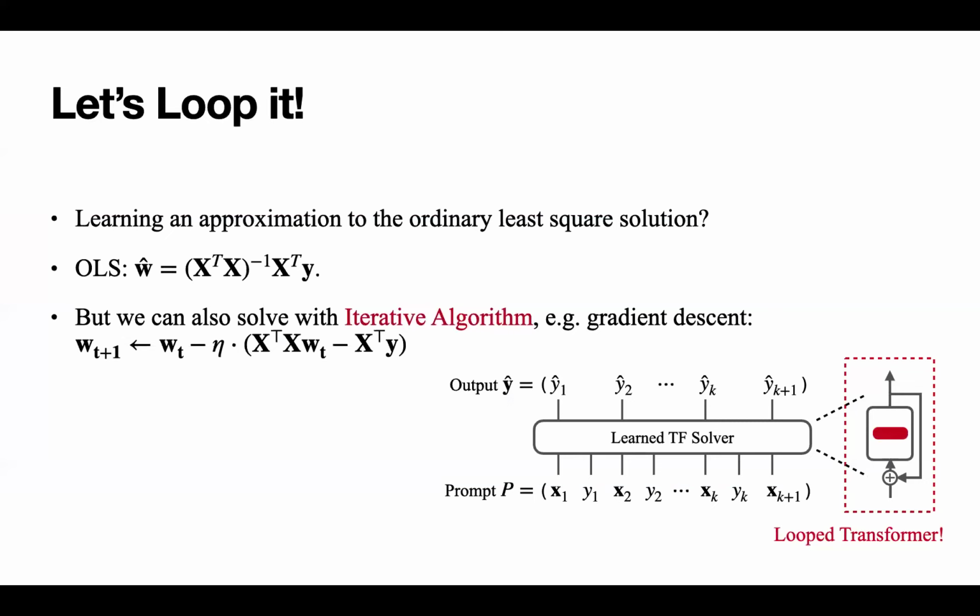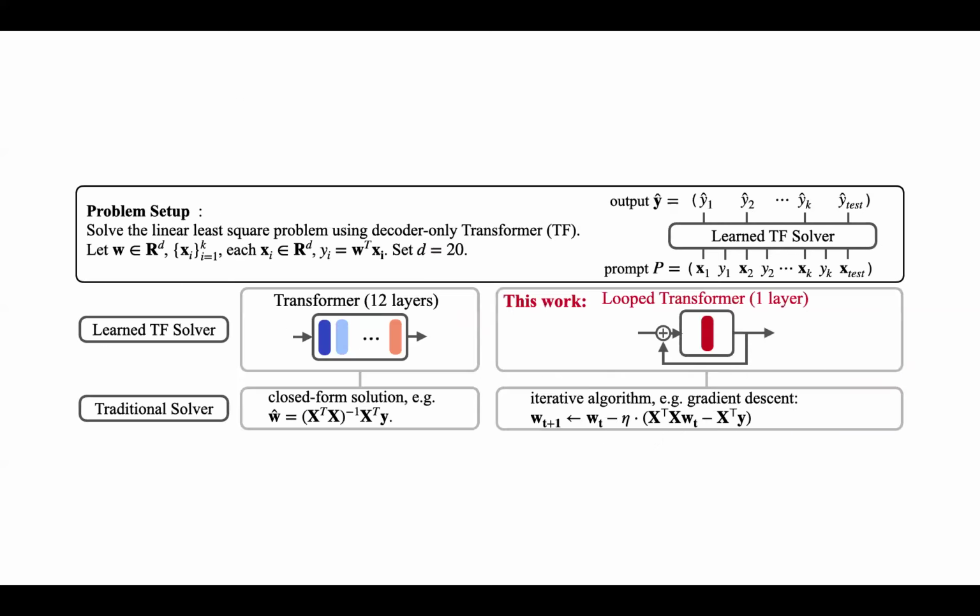And the solution we're proposing is, let's just loop the transformer. By looping, we mean that we have a single looped block, or a single transformer layer, and then we pass through it multiple times, sharing the weights again and again until the output. And we call this looped transformers.